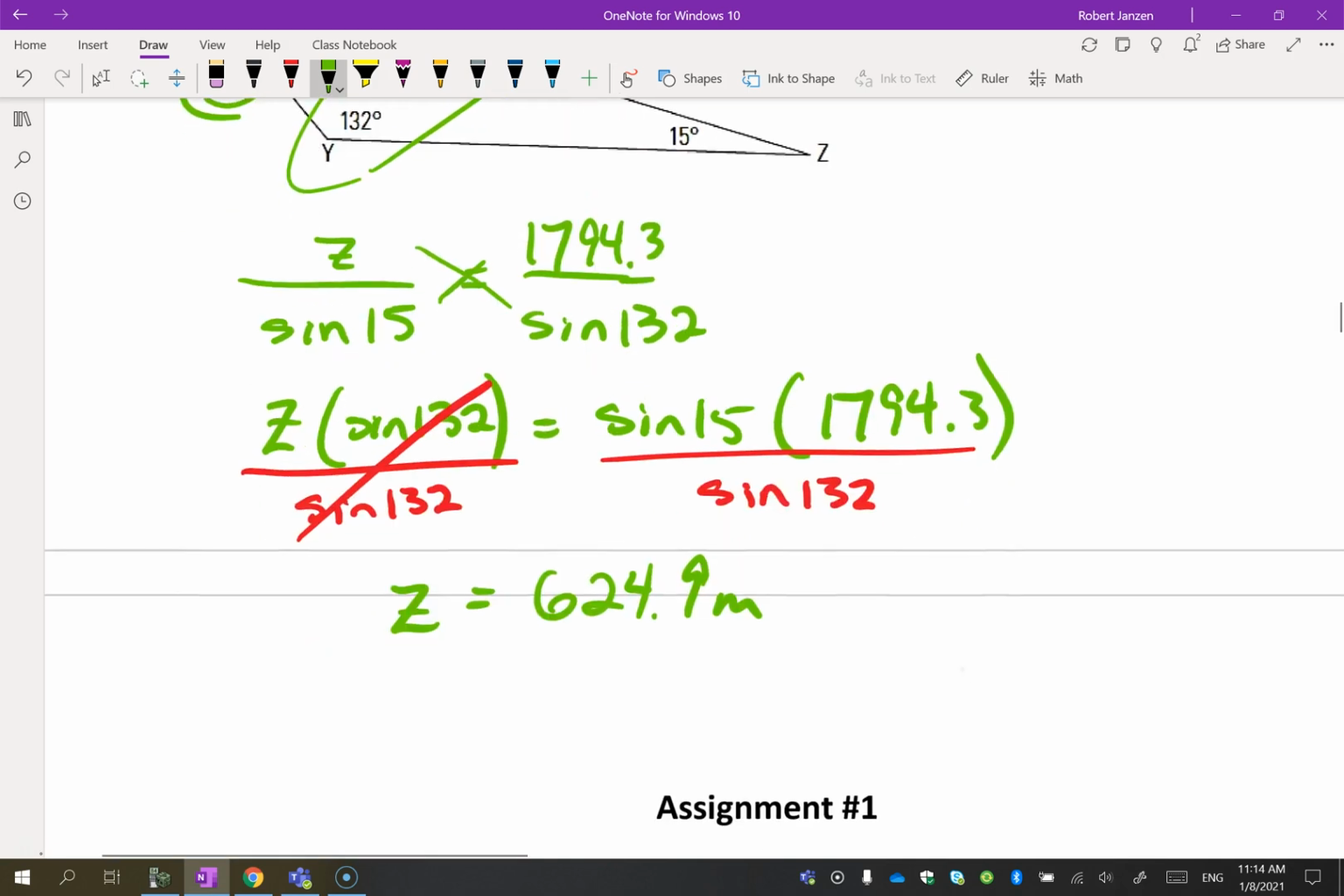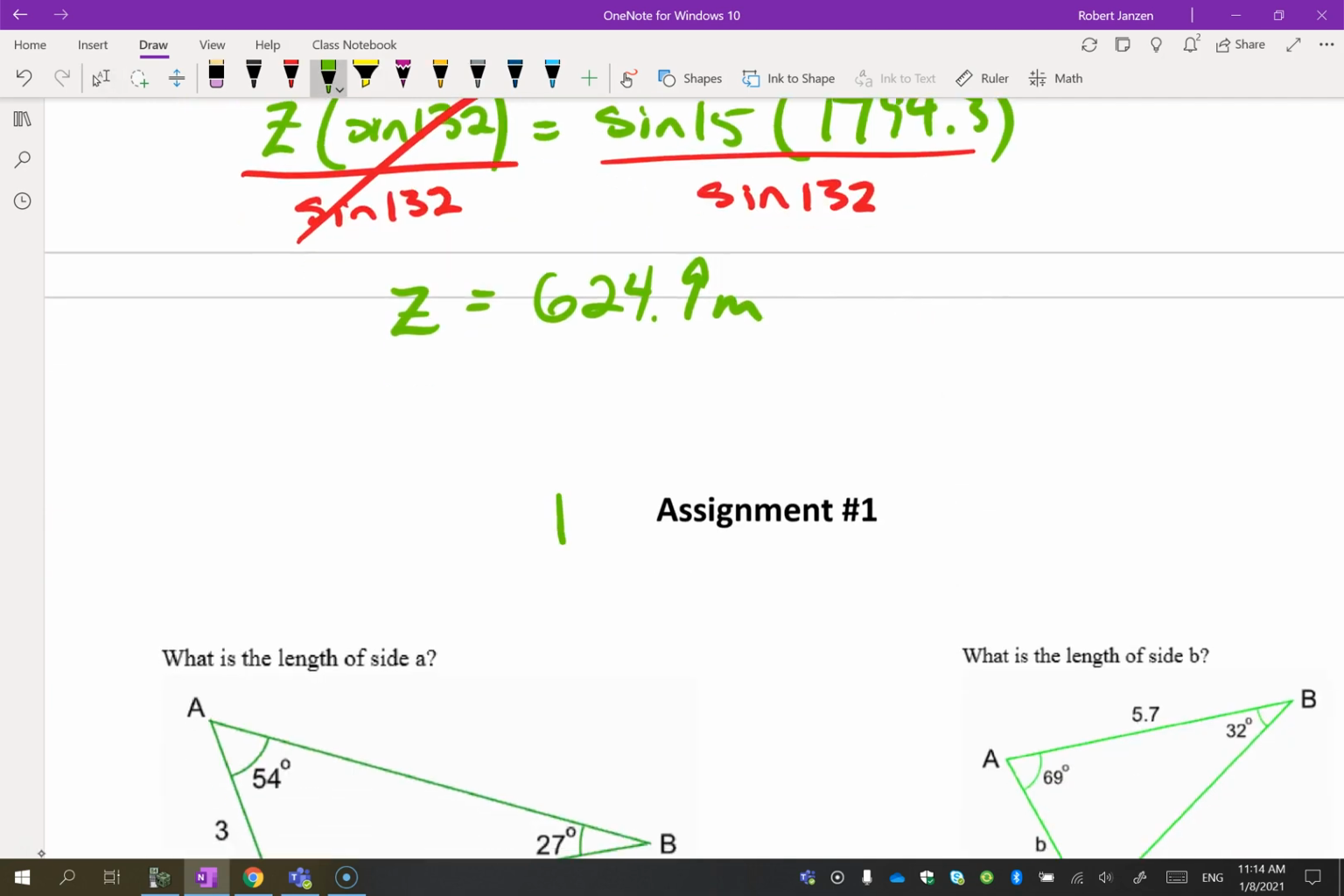Okay, so if you think you know how to do that, let's work on assignment 1 here, and we'll take that up in class.